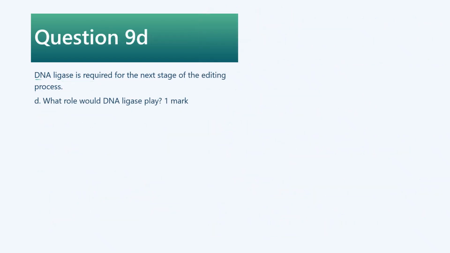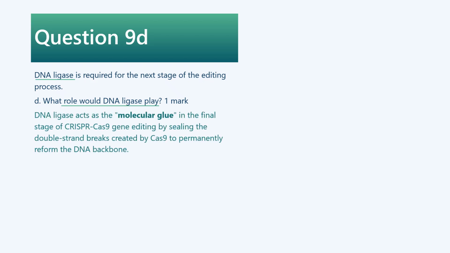DNA ligase is required for the next stage of the editing process. What role would DNA ligase play? 1 mark. DNA ligase acts as the molecular glue in the final stage of CRISPR Cas9 gene editing by sealing the double-strand breaks created by Cas9 to permanently reform the DNA backbone.